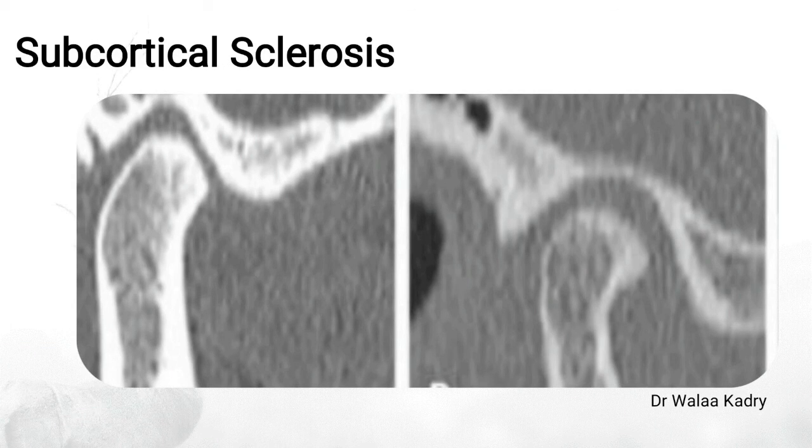Here is also subcortical sclerosis, increased sclerosis of bone below the cortex, and the start of deformation of the condyle. On the right side, the beginning of osteophyte formation has started.